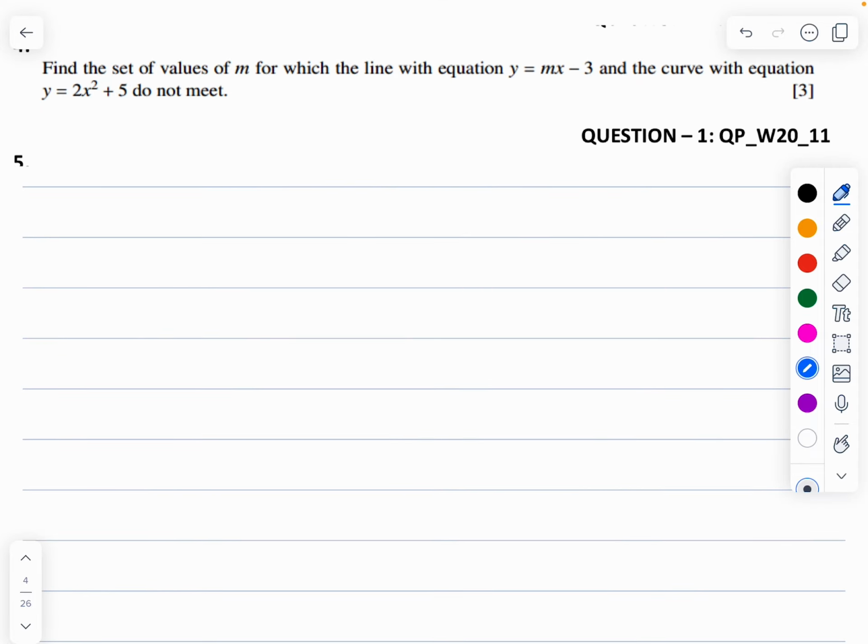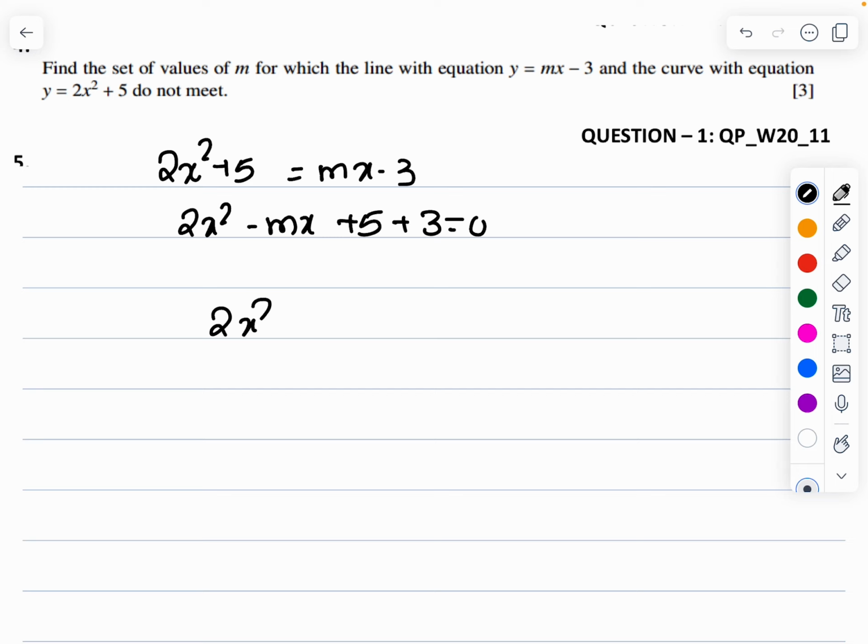Question number 4. Now in this question, what is being asked? Find the set of values of m for which the line with the equation y equals to mx plus 3 and the curve do not meet. So we have to do that. They do not meet. So what am I going to do? Again, equate both the straight line and the equation of the curve. So 2x square plus 5 equals to mx minus 3. So 2x square minus mx plus 5 plus 3 equals to 0. It becomes 2x square minus mx plus 8 equals to 0.